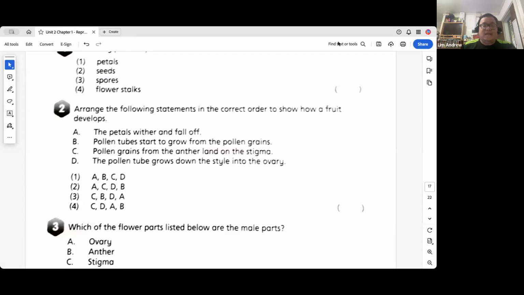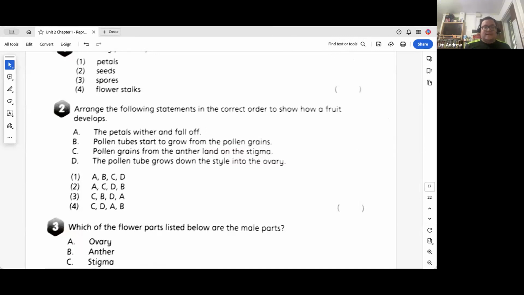Arrange the following statements in the correct order to show how fruits are being developed. Can I have a volunteer, please? Maybe I'll get... Hi, Calvin. Good morning. Hi, teacher. Can I know the answer for number 2? Wait for me for a little. I will arrange it already. All right, no worries.